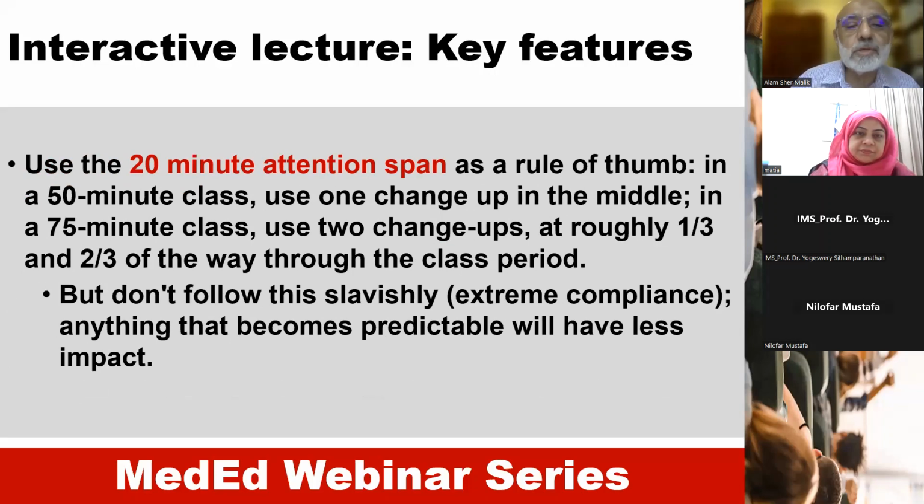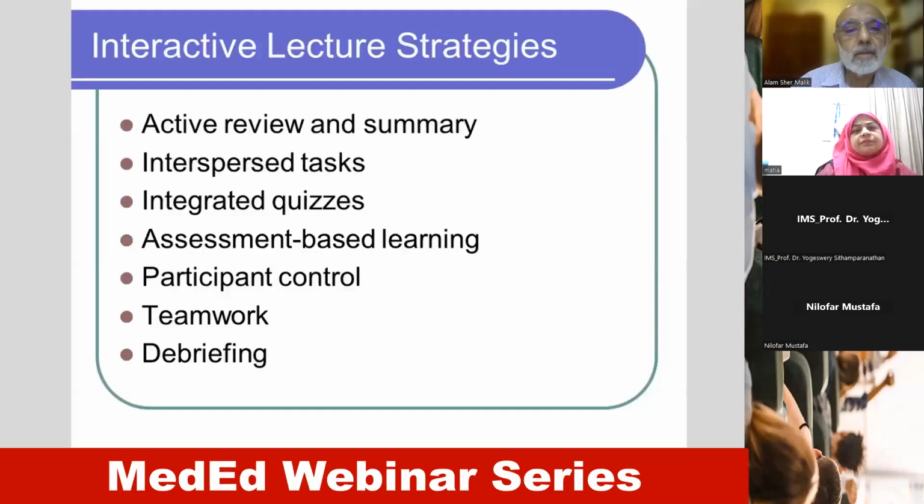It is recommended to use the 20-minute attention span as a rule of thumb. In a 50-minute class, use one change-up in the middle, and in a 75-minute class, use two change-ups at roughly 1/3 and 2/3 of the way through the class period. However, don't follow this slavishly, as anything that becomes predictable will have less impact. The strategies used in interactive lectures include active review and summary, integrated quizzes, assessment-based learning, participant control, teamwork, and debriefing.